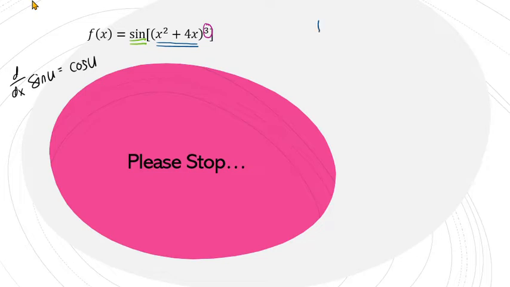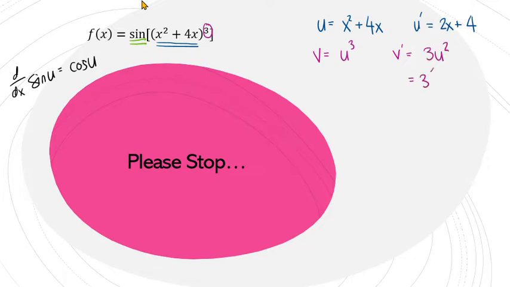We have u equal to x squared plus 4x, which means u prime, the derivative of that, is 2x plus 4, just by the power rule. We have v is equal to u cubed, which means v prime is equal to, by power rule, 3u squared, setting it back, 3 onto x squared plus 4x squared.